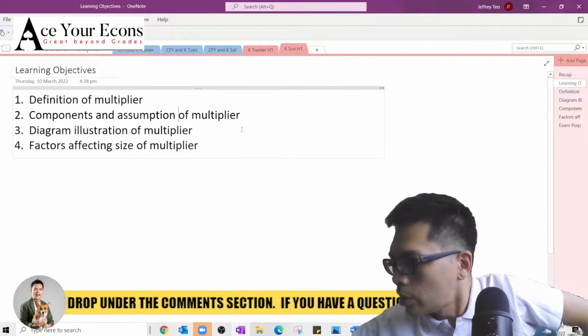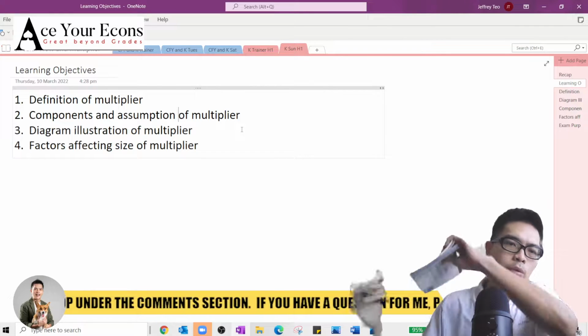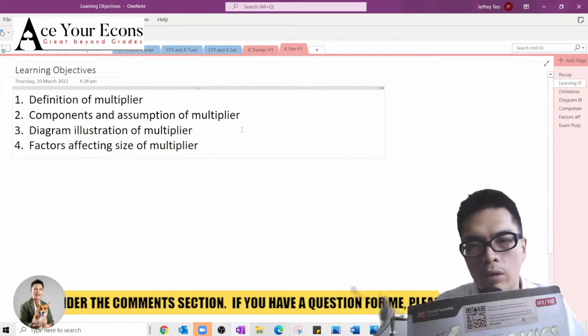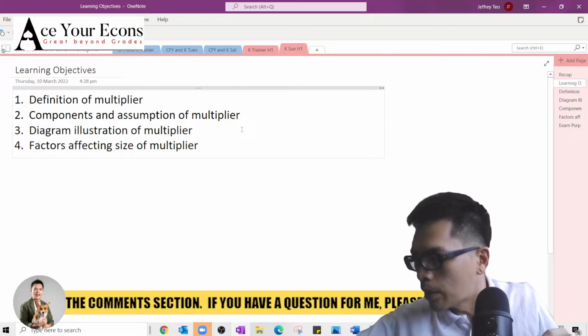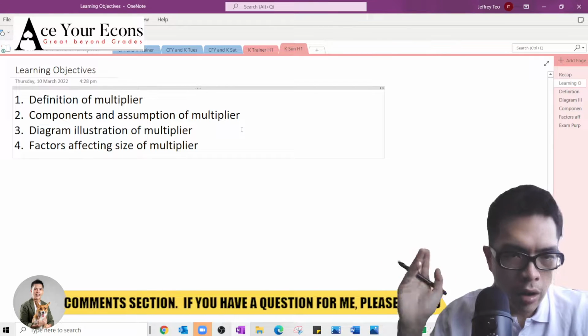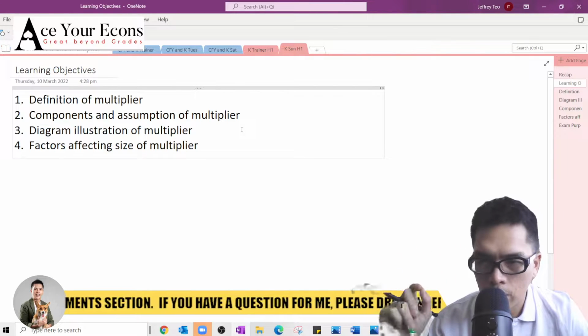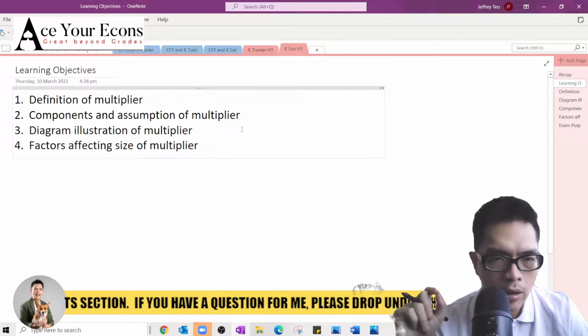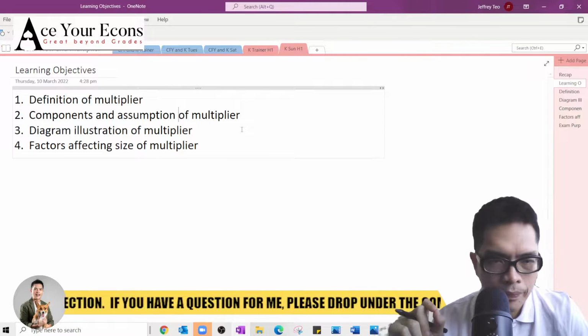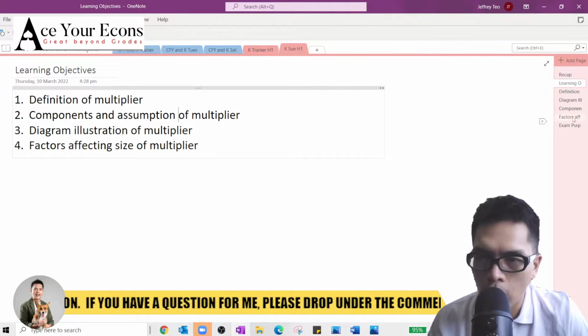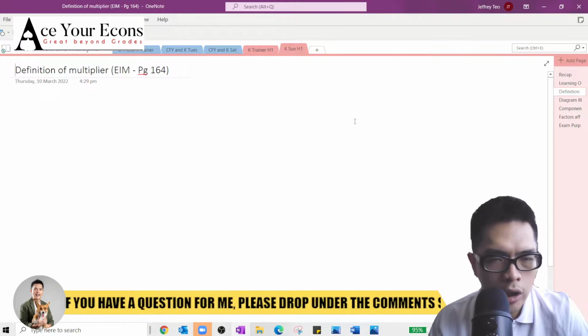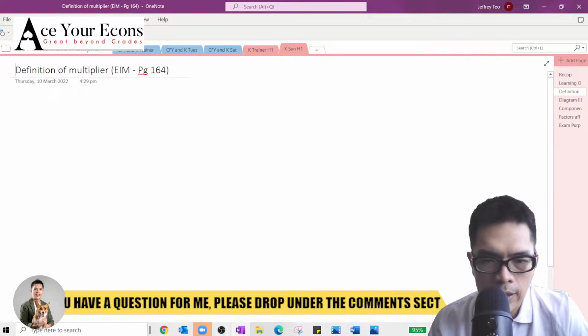For the new students, if you haven't received the guidebook, you can just take down notes on your foolscap paper. Your guidebook should be on the way. For the existing students who have the guidebook, I will be guiding you on what notes to take. So with this, I'd like you all to move on to definition. Page 164.